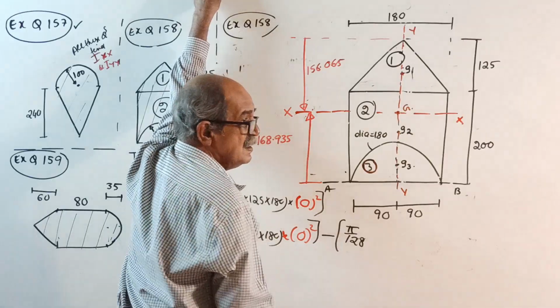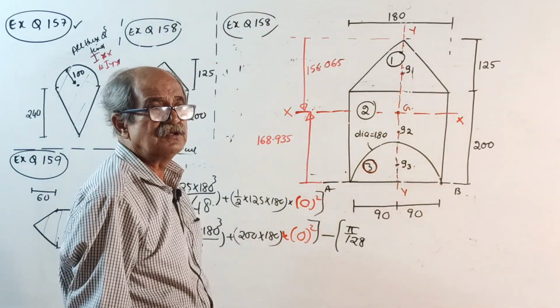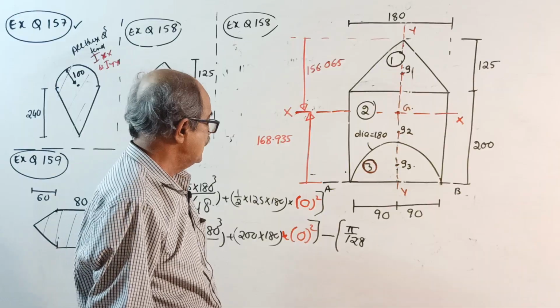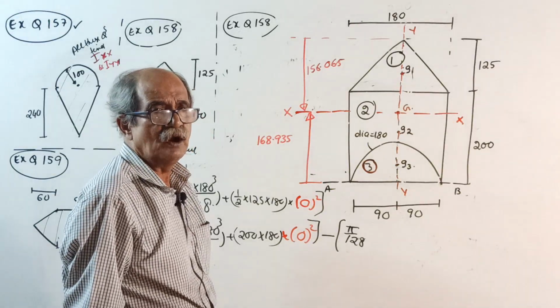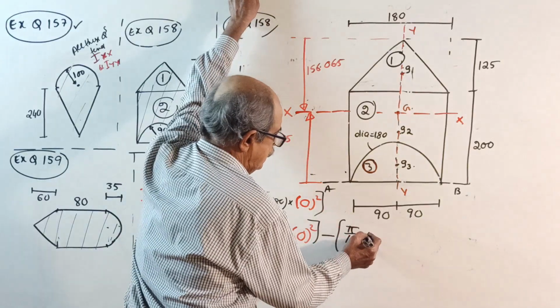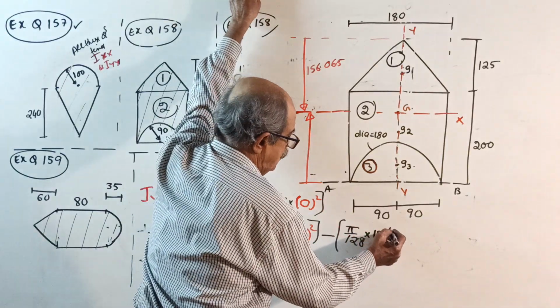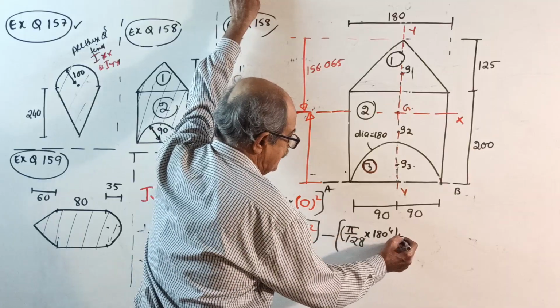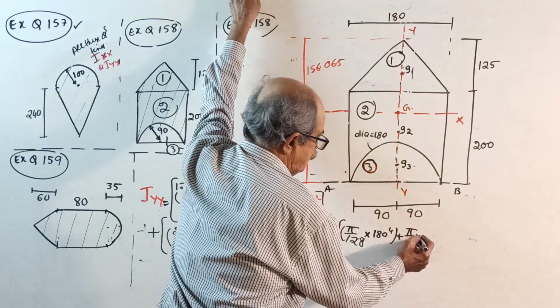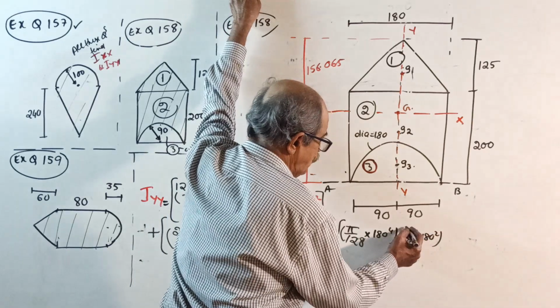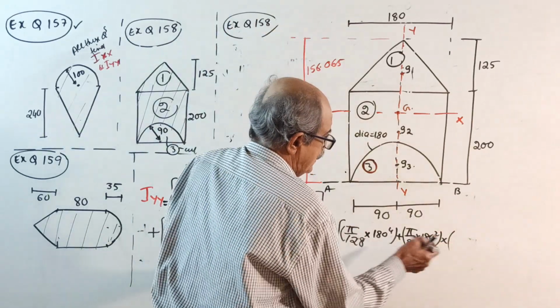Some will wonder, last time you took 0.something. Yes, last time I took it. This time pi, yes, this time that way. Not clear? Leave it. Pi by 128 into 180 power 4 plus pi by 8 of 180 square into 0 square. I tell the same way in the classroom also.